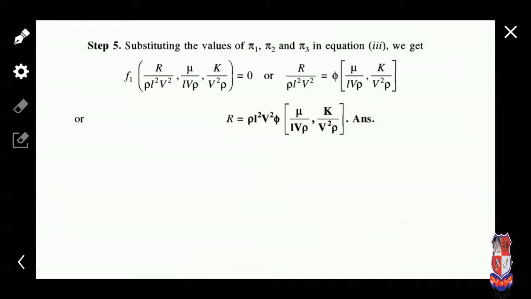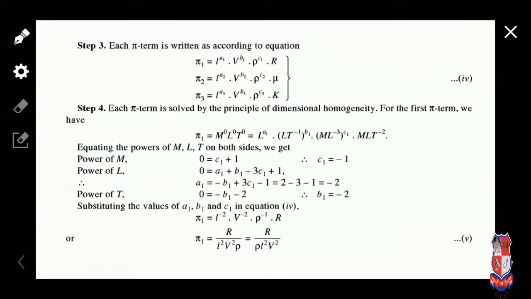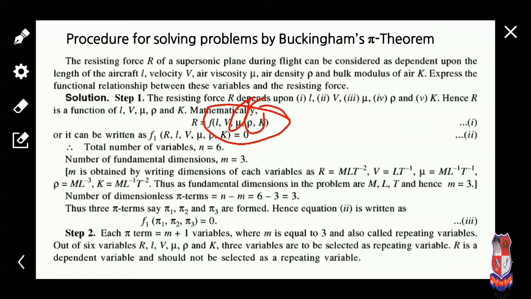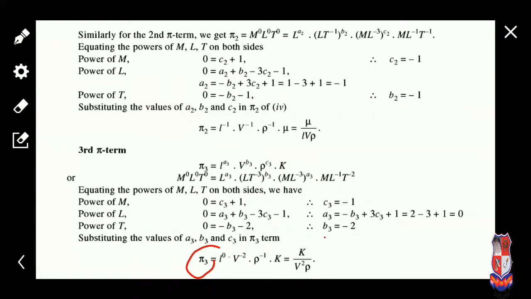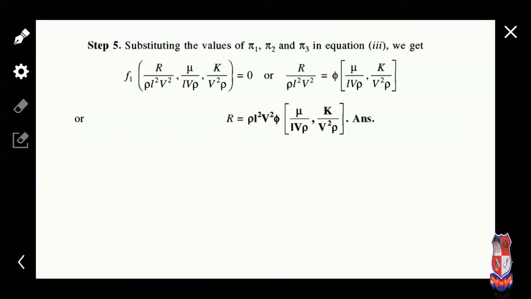Now substituting the values of pi 1, pi 2 and pi 3 in equation 3, and equation 3 is this equation. In this equation, a function of pi 1, pi 2 and pi 3, put the values of pi 1, pi 2 and pi 3 equal to 0. Now rearrange the equation.